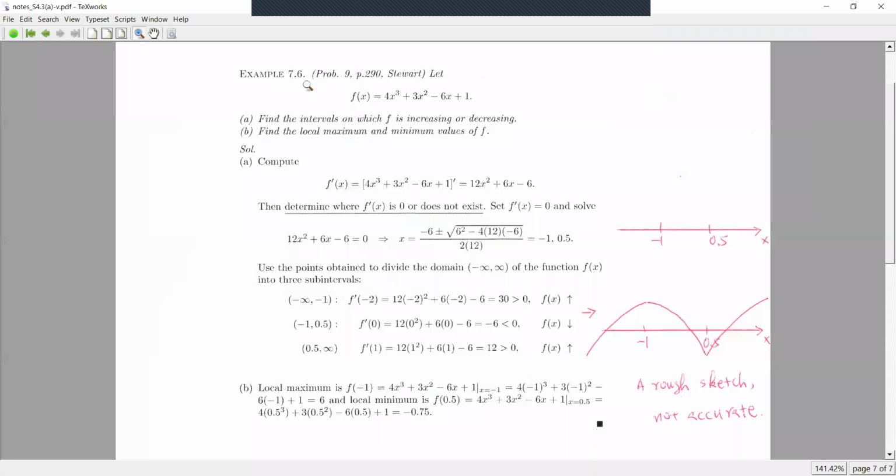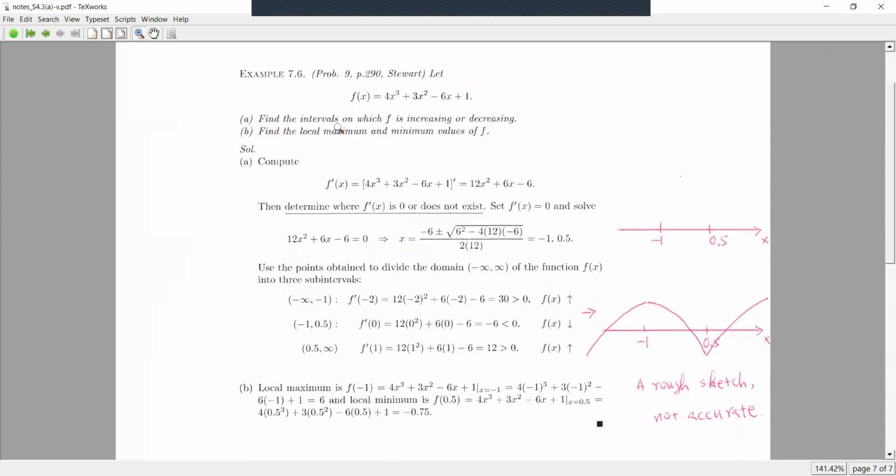The last example today. Consider this polynomial. Question A. Find the intervals on which the function is increasing or decreasing. Remember, derivative is positive, the curve is increasing. Negative, the curve is decreasing. So to answer this question, compute the derivative first.